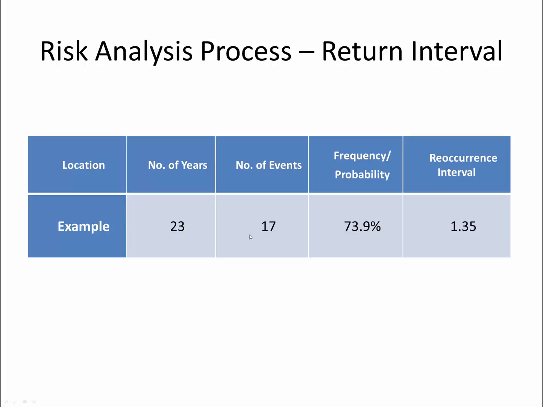In this particular example, there were 17 events that occurred over a span of 23 years, yielding a probability of reoccurrence of 73.9%, which gave a recurrence interval of 1.35 years. In other words, the event is probable to occur every 1.35 years.